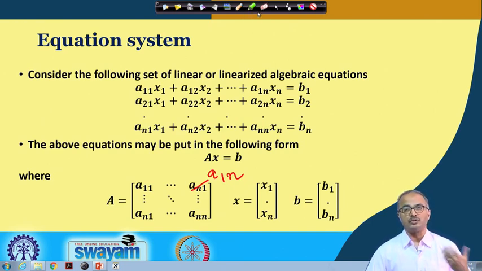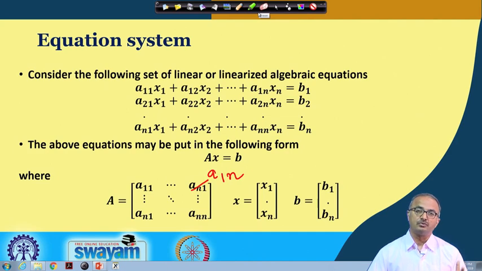Direct methods means at one go. For example, if you are able to take the inverse of A, then you will get the value of x at one go. So that is a direct technique. And if you are not able to take the inverse of A, then you use some iterative technique to solve for x. Both these techniques are there, and most of the time we go for the iterative techniques because the dimension of A is very large.